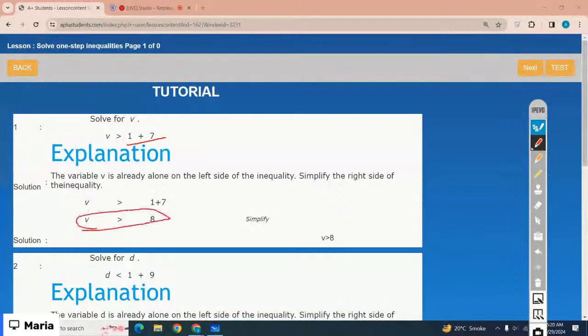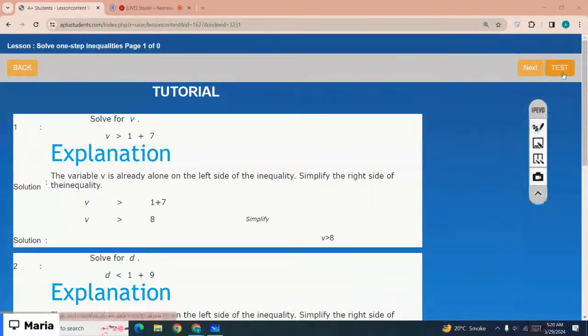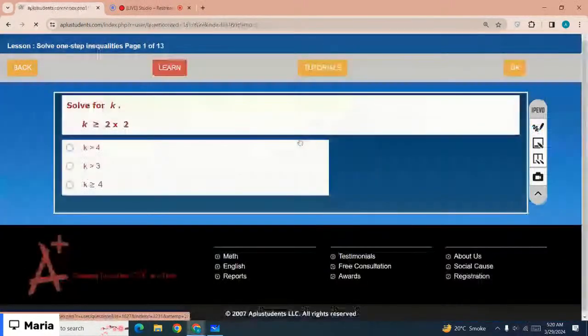So the solution is v is greater than 8. Got it? Let's just start with the test questions. Okay, solve for k. K is greater than 2 times 2. So which is the correct option?